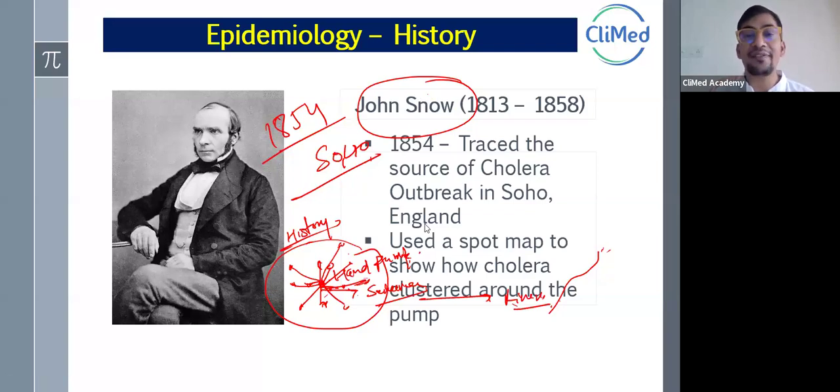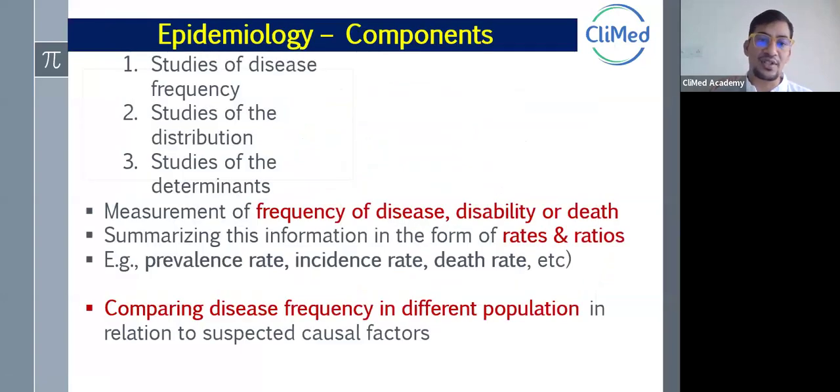In 1854, England was so developed that they had hand pumps. That is almost 170 years back, right? This story was 170 years back. So he became the first epidemiologist.